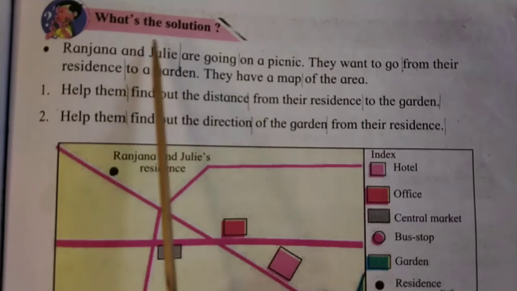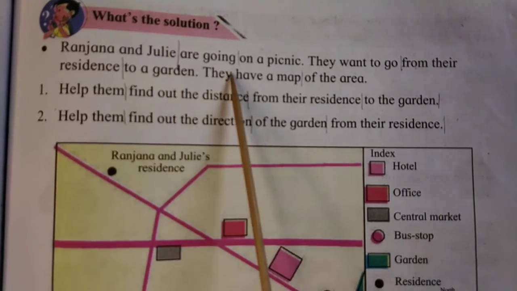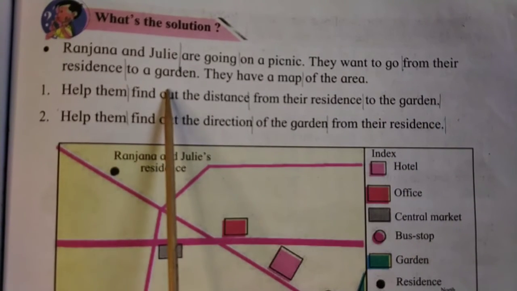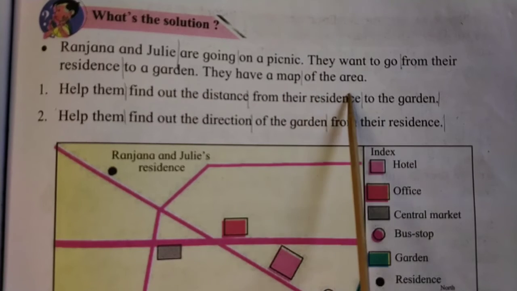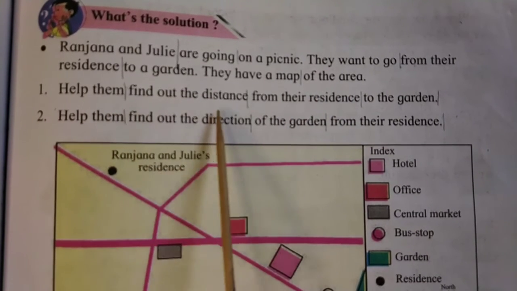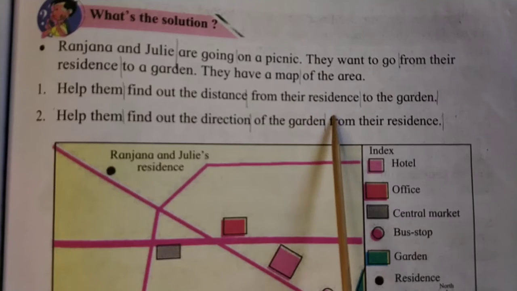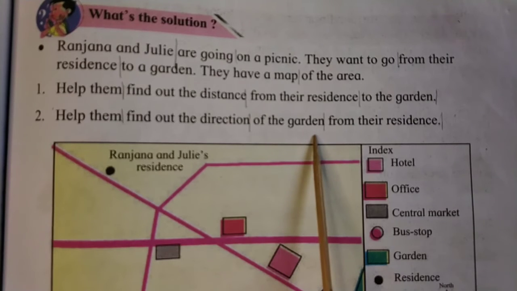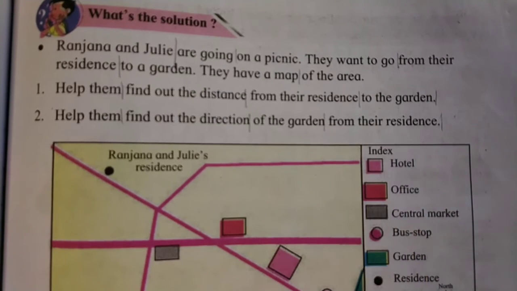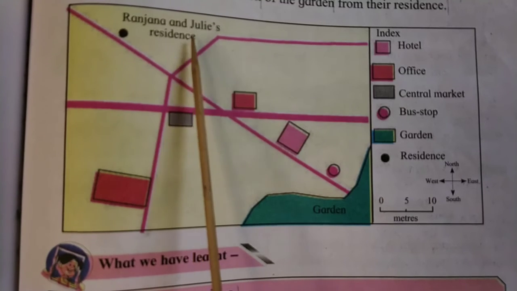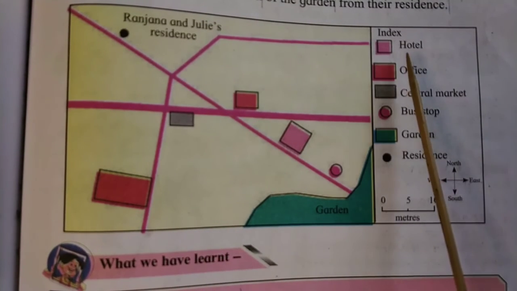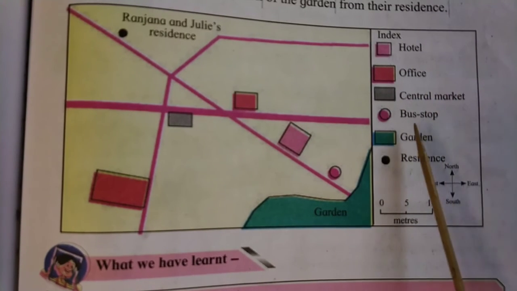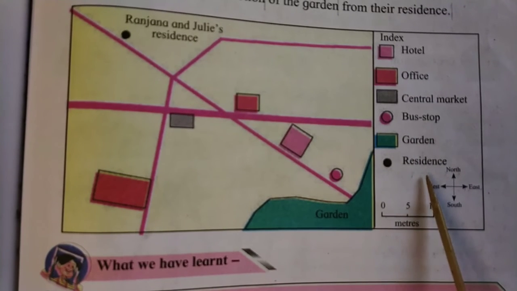What's the solution? Ranjana and Julie are going on a picnic. They want to go from their residence to a garden. They have a map of the area. Help them find out the distance from their residence to the garden. Help them find out the direction of the garden from their residence. Ranjana and Julie's residence index: hotel, office, central market, bus stop, garden, residence.